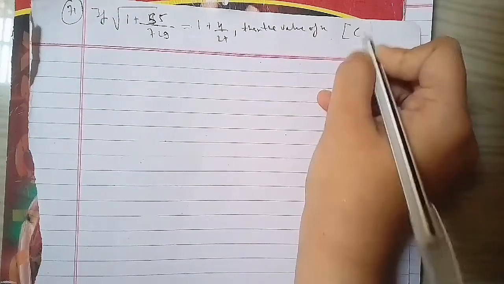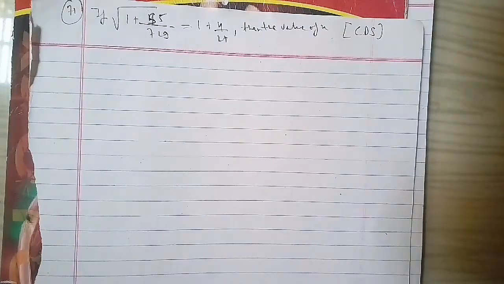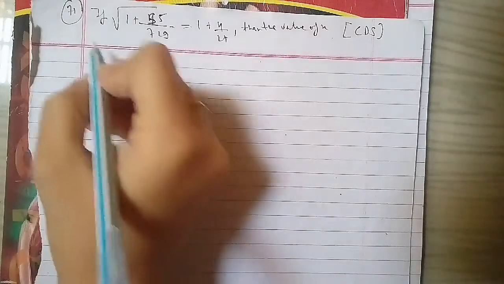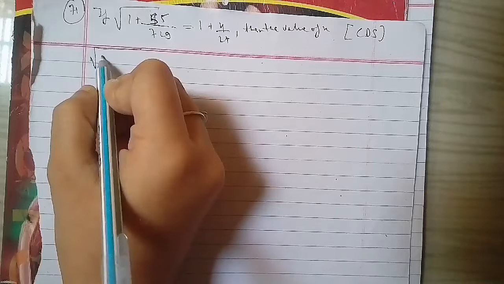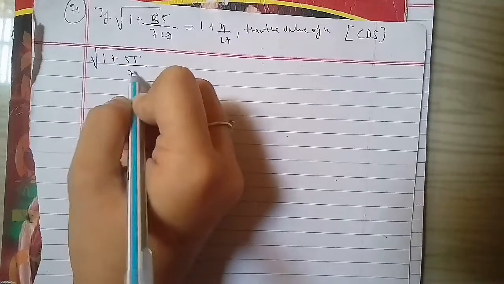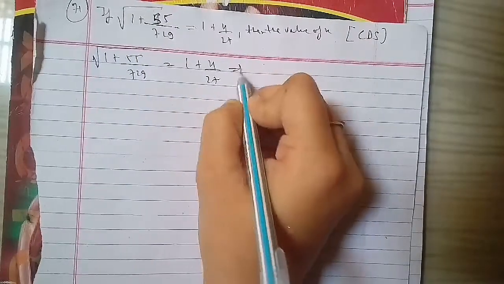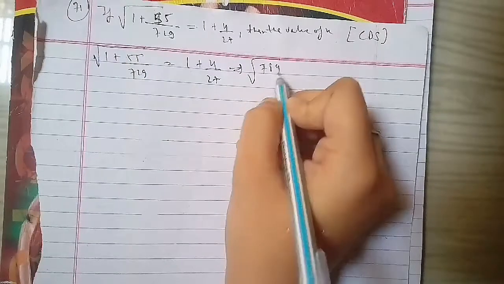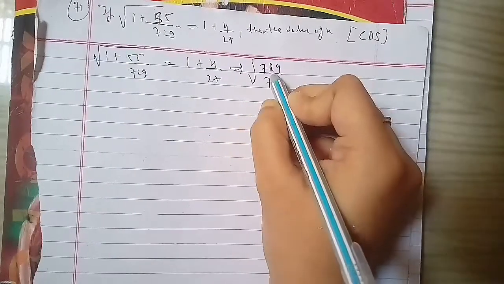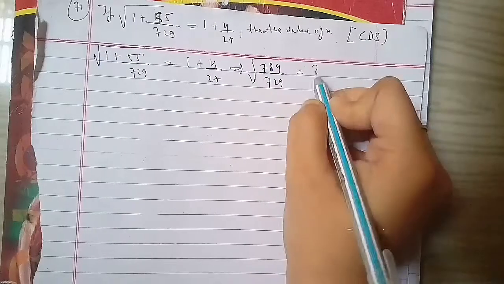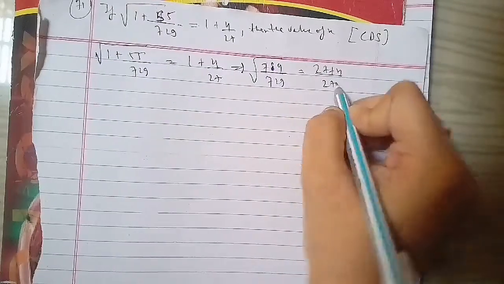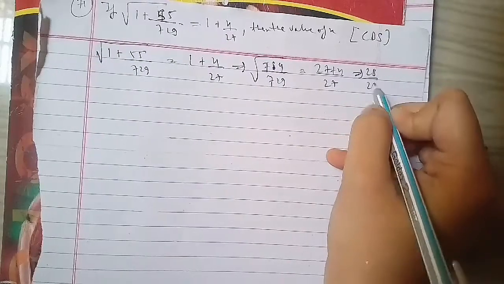So for that, under root 1 plus 55 upon 729 equals to 1 plus x upon 27, that is 784 upon 729 under root equals to 27 plus x upon 27. Further equals to 28 upon 27 equals to 27 plus x upon 27 as well. That is equals to 27 plus x equals to 28. That is further equals to x equals to 1 here. That is the right answer for this question as well.